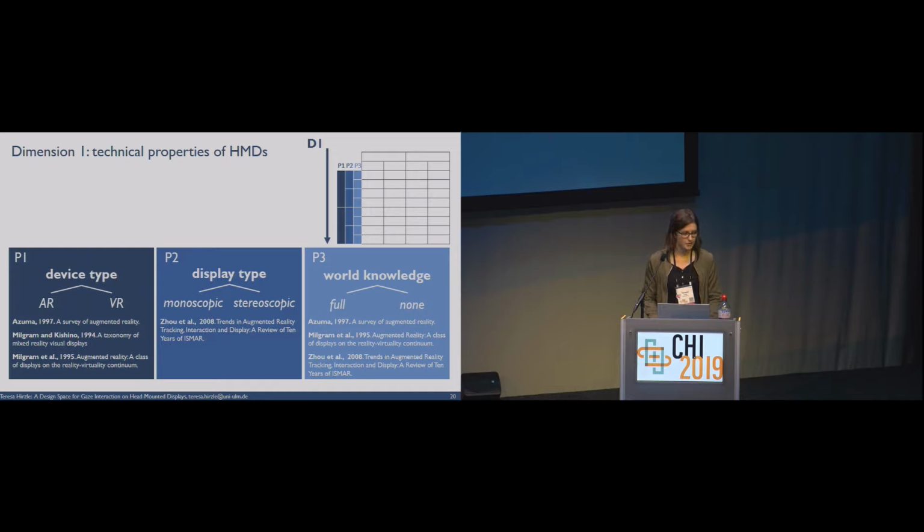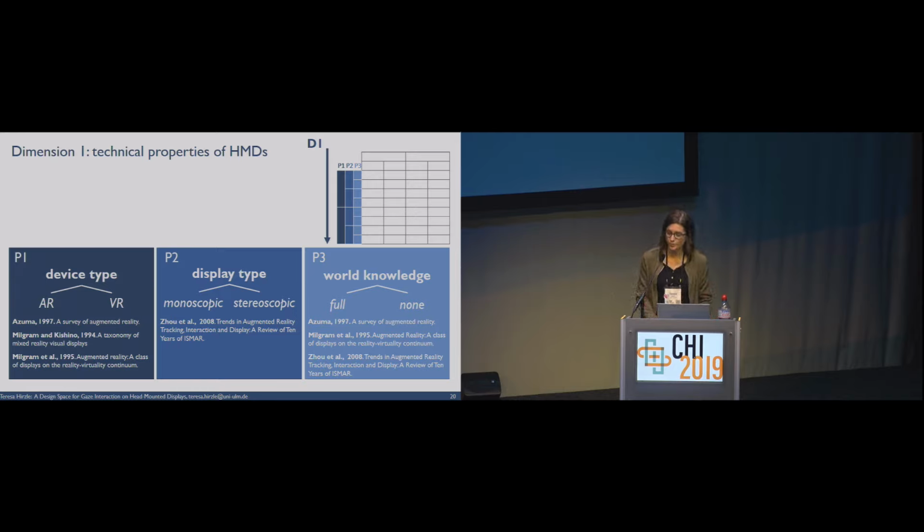And the third parameter is based on Milgram et al.'s definition of the extent of world knowledge, which is a continuum. However, we reduced it here to only 2 values, due to reduced complexity and to make the design space more applicable. So in our case, none, of course, means not having any information about the world. And full world knowledge means in VR that we always have full world knowledge because we created a world we designed.